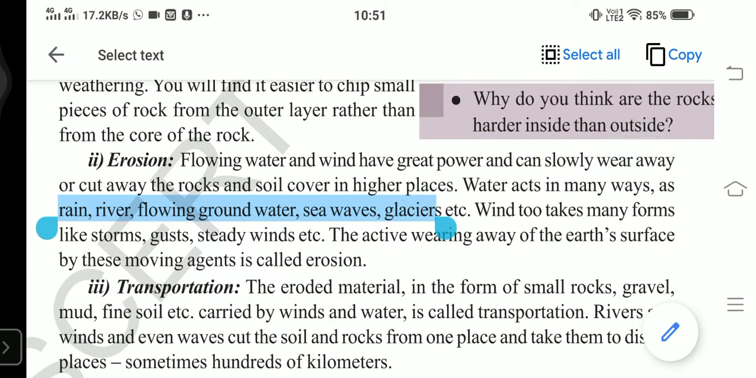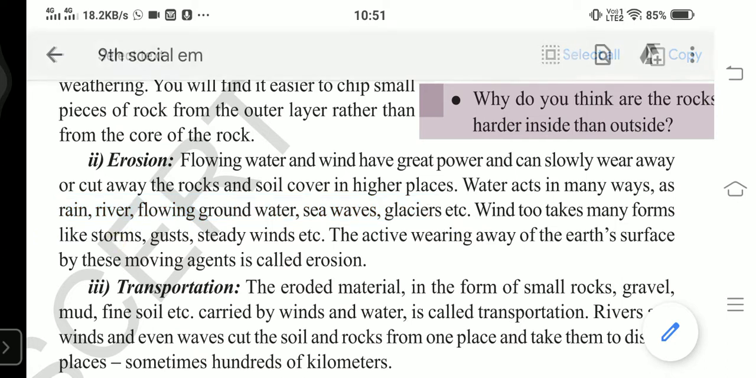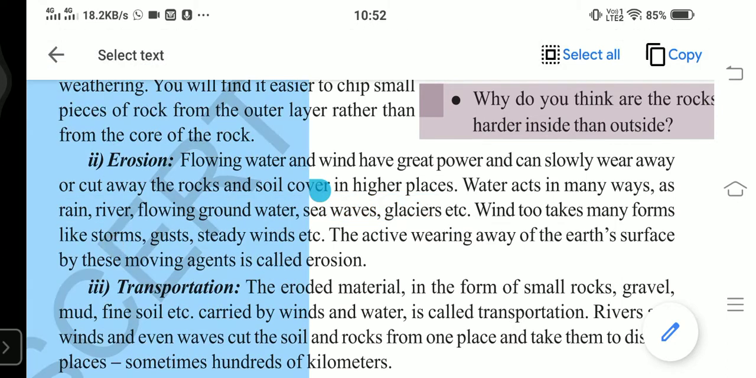Wind also works in different forms, right? That is a storm. Look here, storm. I'm selecting the text, my dear students. Storms, gusts, with steady winds. These are also forms of the winds, different forms of the winds. So in these many forms, winds also work on the earth's surface to bring change on the earth's surface.